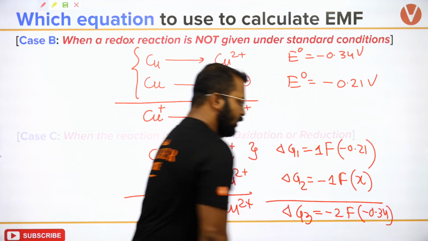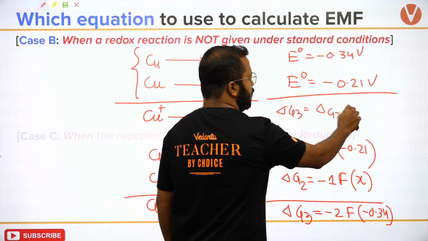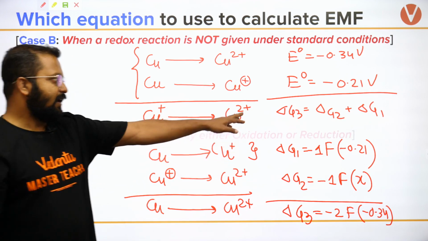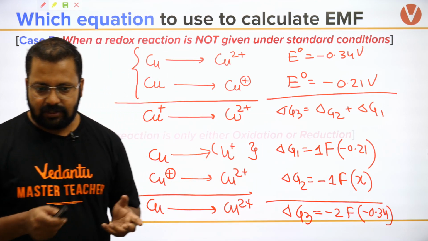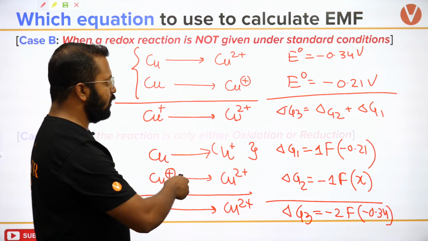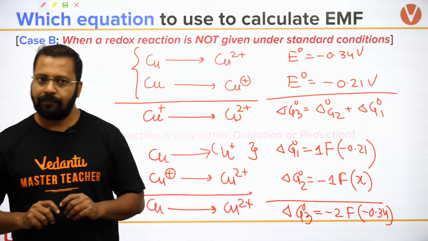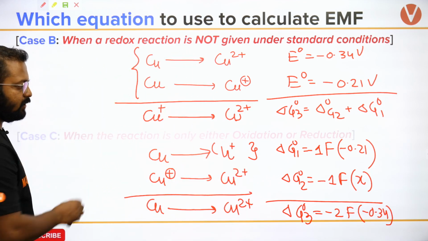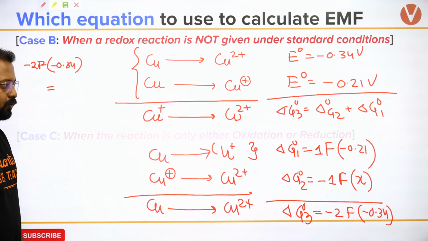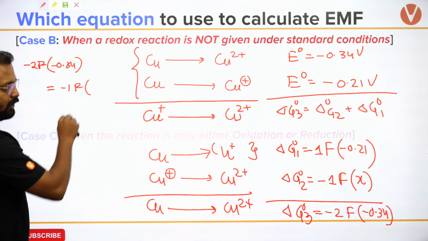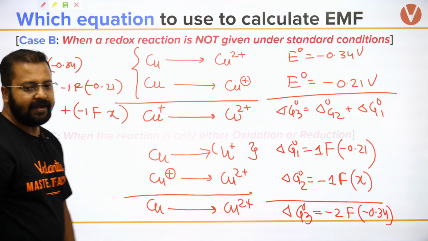Minus 0.34. So finally what you have to do is delta G3 is equal to delta G2 plus delta G1. Okay, delta G is minus NFE cell. It is not for half cell, this is for half cell. Okay, so when I do this calculation, what I would obtain is minus 2F times minus 0.34, which should be equal to minus 1F times minus 0.21 plus minus 1F times X. I need to calculate X.